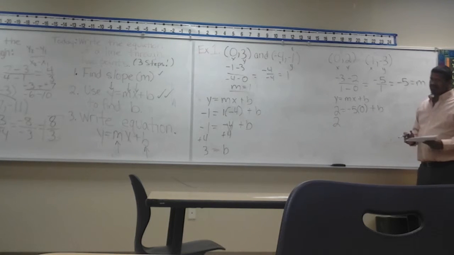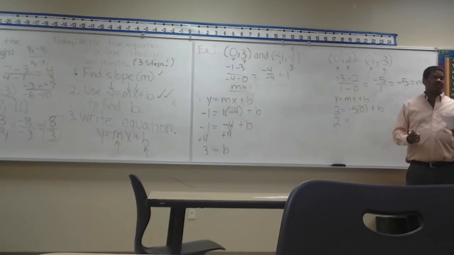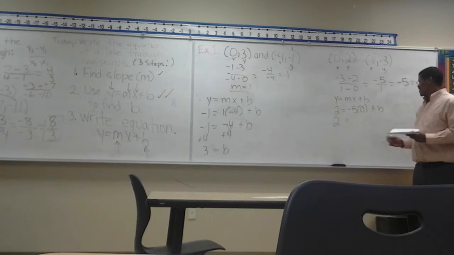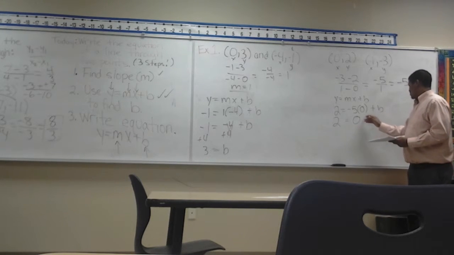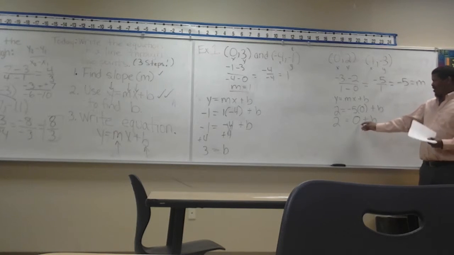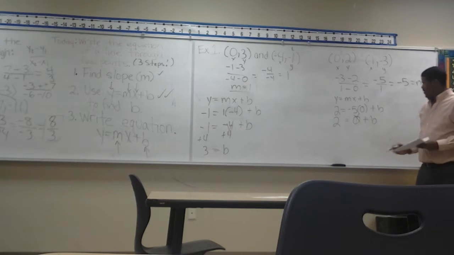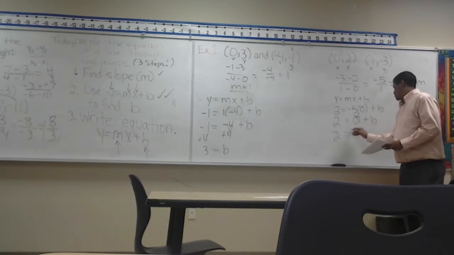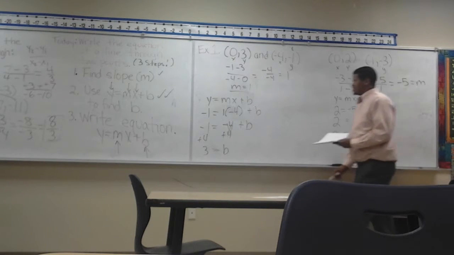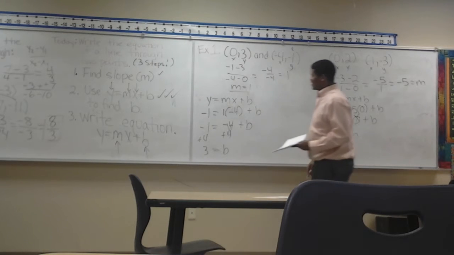What's negative 5 times 0? Negative 0? It's just 0. Anything times 0 is 0. It's important to remember that. 0 plus b. Well, the good news is that this 0 right here means nothing. So let me just take them out. Alright? 2 equals b. Part 2 is done.